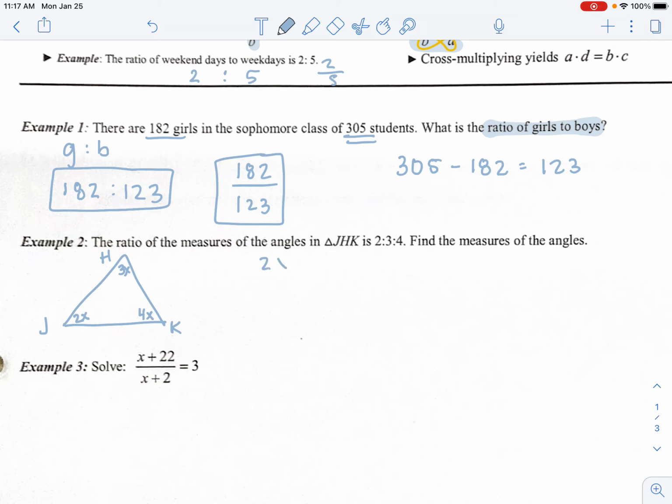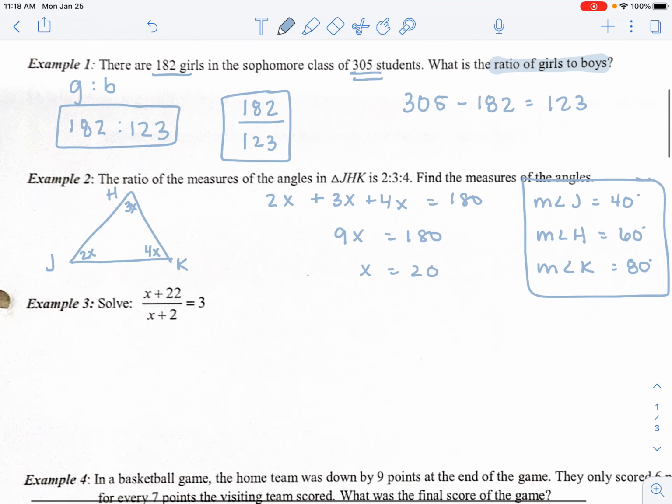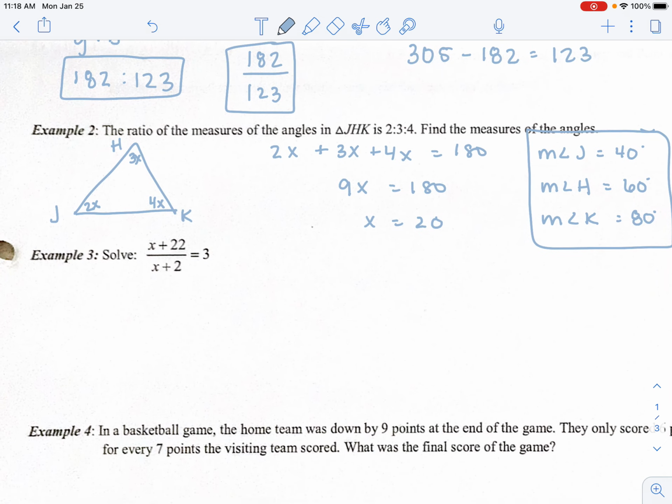So now if you think of that, what do we know about the angles in a triangle? Well, we know the angles in a triangle equal 180, so I can say 2x plus 3x plus 4x equals 180. I can combine like terms. I've got 9x equals 180, divide by 9, and I get x equals 20. But that's not what they want. They want us to find the measures of each angle, so I plug that back in. The measure of angle J, 2 times 20, is 40 degrees. The measure of angle H, 3 times 20, is 60 degrees. And the measure of angle K, 4 times 20, is 80 degrees. Just because we get x does not mean we can stop.